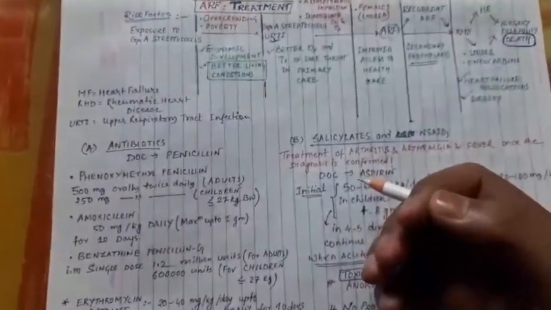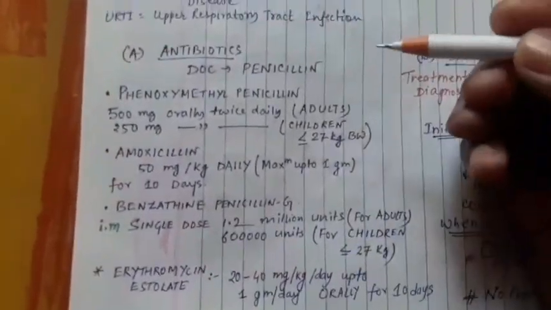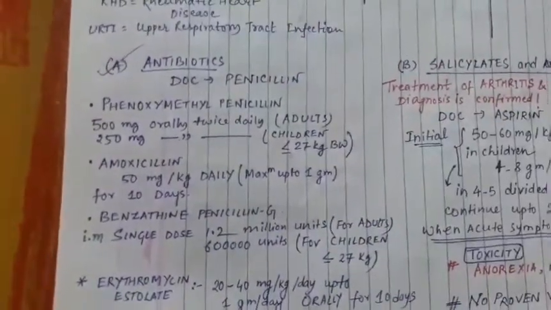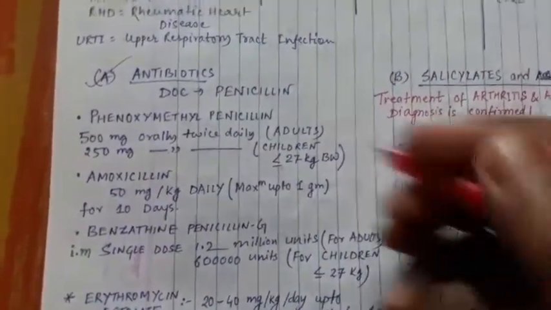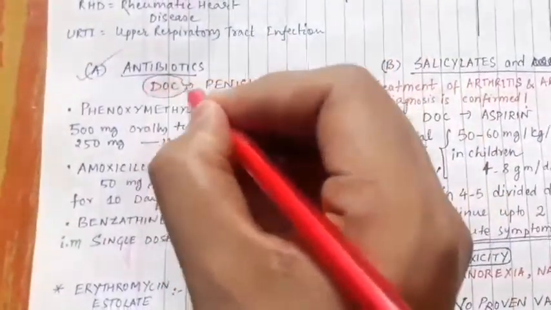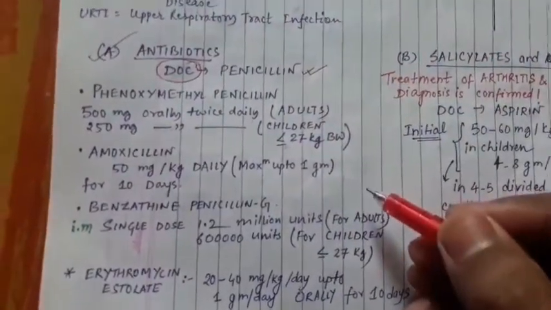So let's come to the treatment part. Now, all patients with acute rheumatic fever should receive antibiotics sufficient to treat the precipitating group A streptococcus. For the antibiotics, the drug of choice is penicillin, which can be given in the following forms.